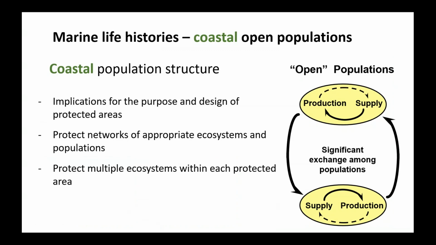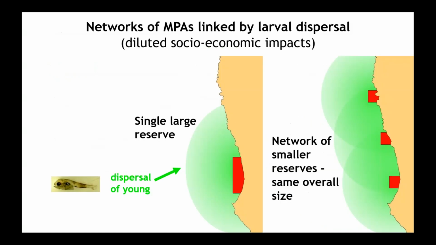Now I want to quickly shift to what are the implications of all of this stuff for the purpose and the design of marine protected areas. And the bottom line is that you try to protect a network of appropriate ecosystems along the coastline, and across that network you protect multiple ecosystems within each of the protected areas.